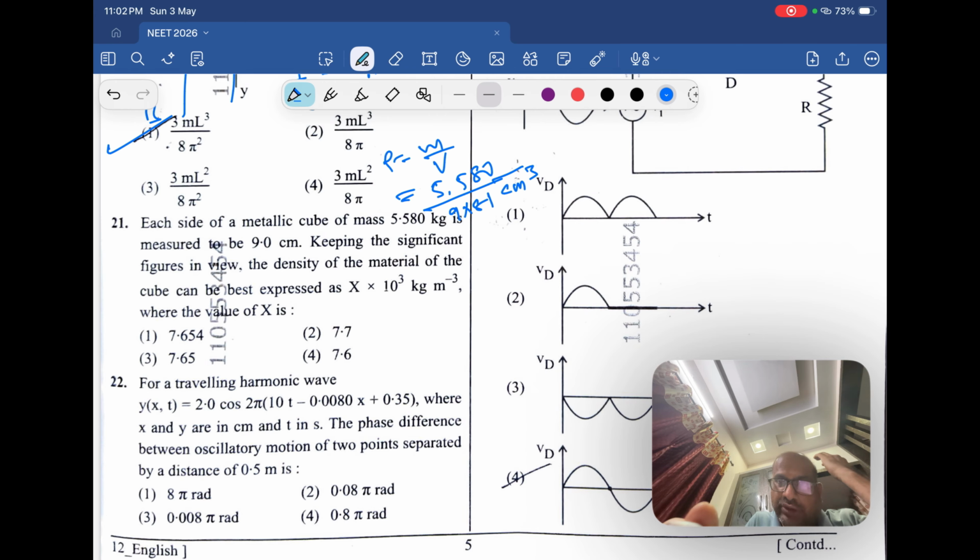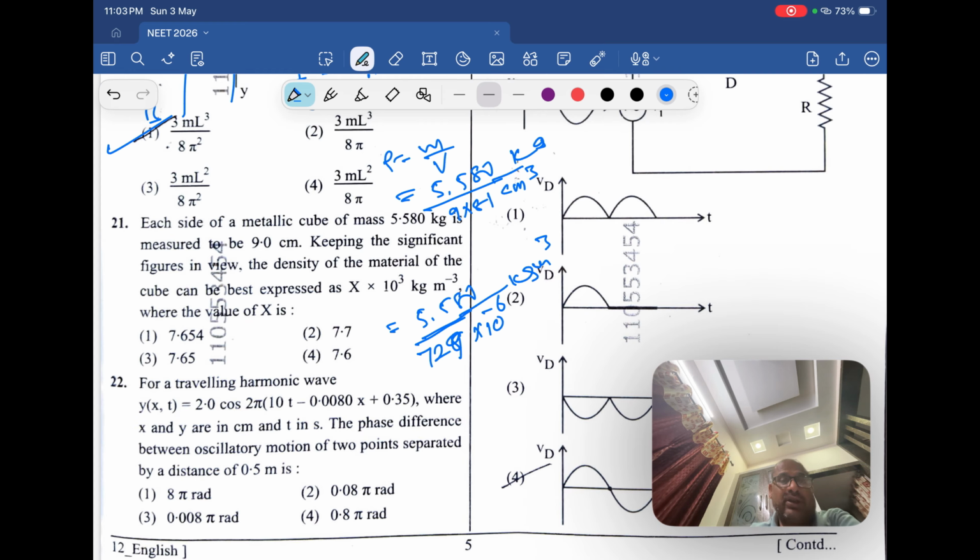But the answer is asked in kilogram per meter cube. So kg is in the numerator. You can convert this one as 5.580 by 9 into 9 into 9. This is in centimeter, so you can't directly take powers of 10. So 9 times 9 is 81, and 9 times 81 is 729. So 729 into 10 power minus 6 meter cube, so this becomes kilogram per meter cube.